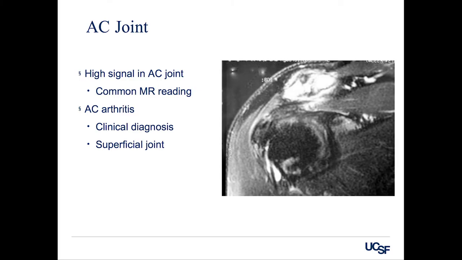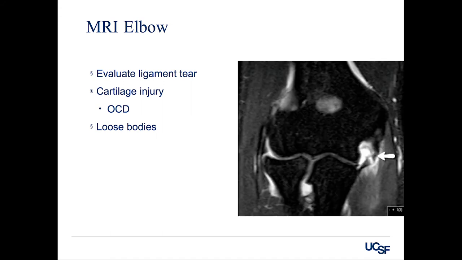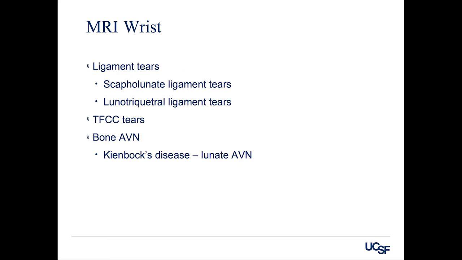Okay. And then I want to talk about AC joint. So it's very commonly found that there's a lot of signal in the AC joint on MRI. This is something that's a clinical diagnosis. It's a very superficial joint. You can just push on the top of their shoulder. If it doesn't hurt and you see all the signal on the MRI, that's just an incidental finding. Because for whatever reason, that joint really becomes highlighted with the MRI. But a lot of times, people have no problems, no findings from something like this, okay? And then, of course, elbow we talked about. And you can find loose bodies or OCDs in there, as well as ligament tears. And then in the wrist as well.